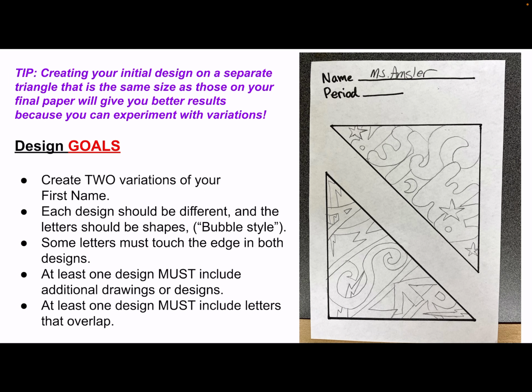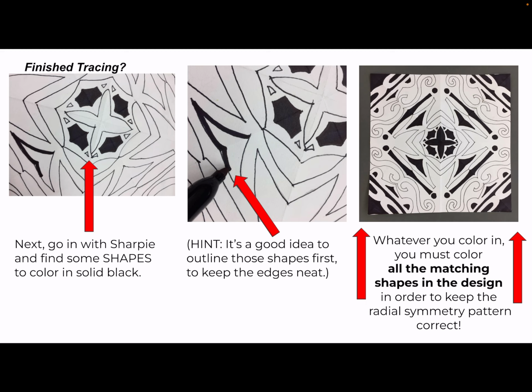What you do need is that, here we go. When you're done tracing, I want you to have some black spaces in there. So pick a few spaces, just a few, like 2 or 3 on each section so that you don't overwhelm it with black. You're going to find some shapes to make solid black. Like you can see in that middle picture, it's a good idea to outline those shapes with Sharpie first to keep those edges neat. Then over on the right-hand side, you can see you want to color in all the shapes around your design that you've chosen to make black so that it matches in each of those patterns. This will really help it pop when you get some color in there in a few minutes.